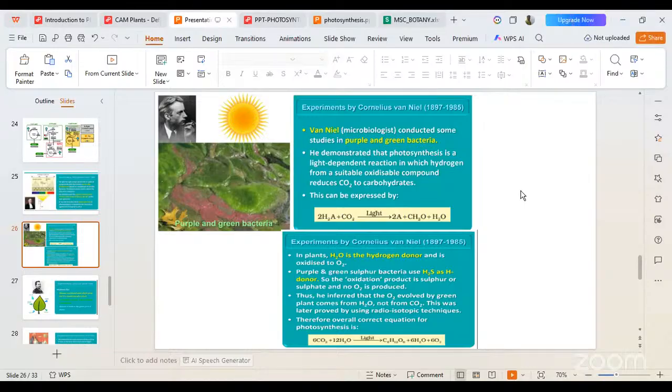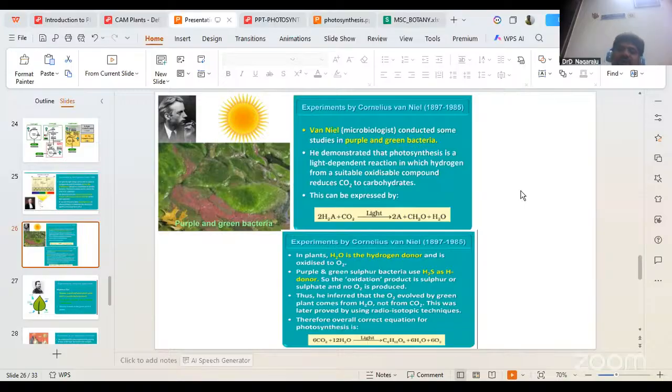Water is oxidizing and carbon dioxide is reducing. That means it is an oxidation-reduction reaction. Both the reactions, oxidation reaction and reduction reaction, are happening in photosynthesis.